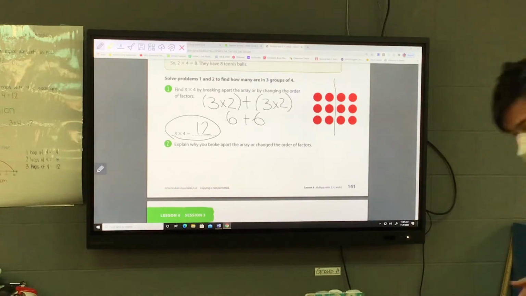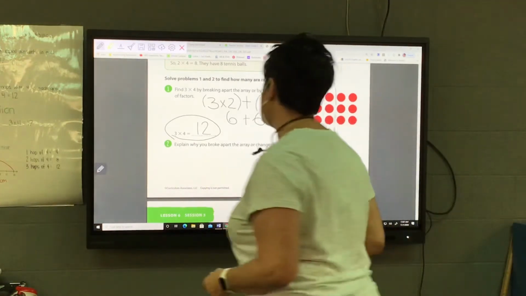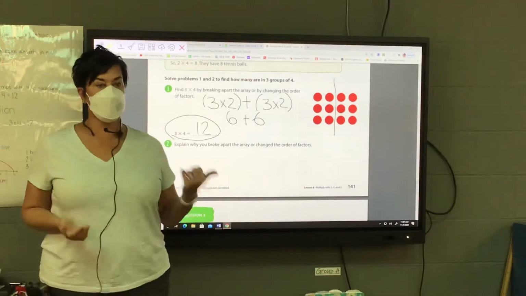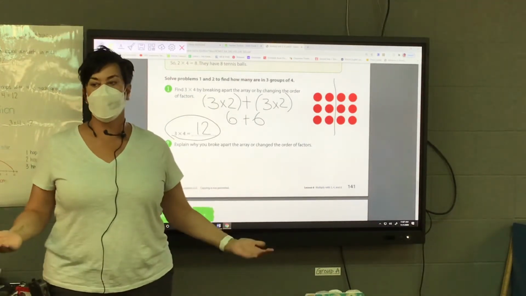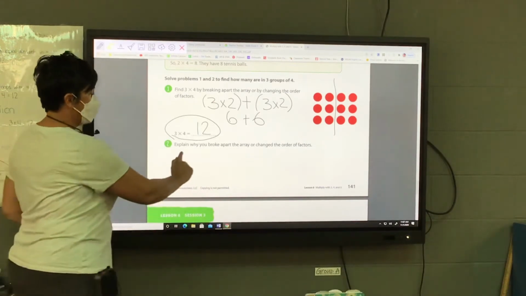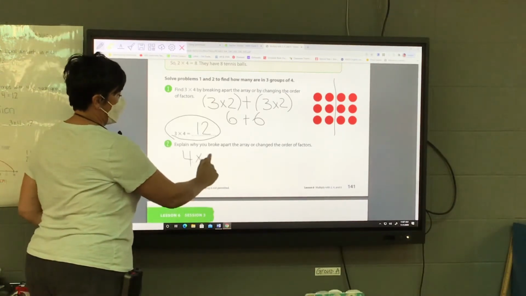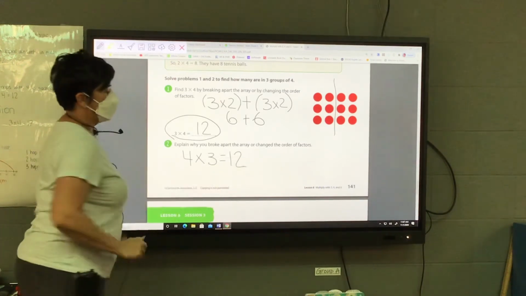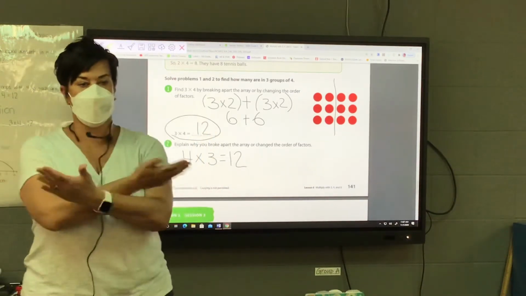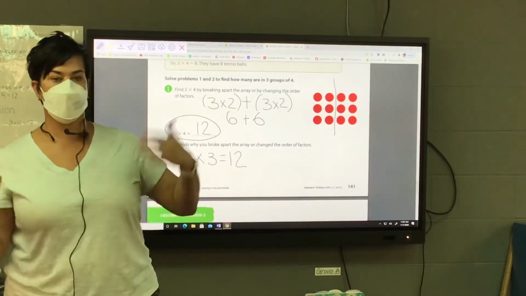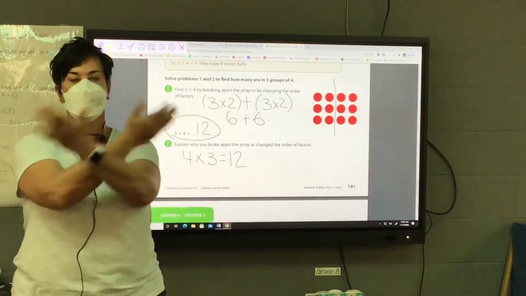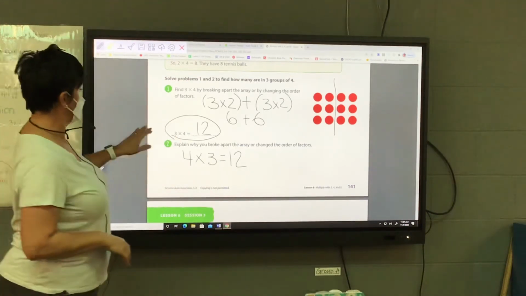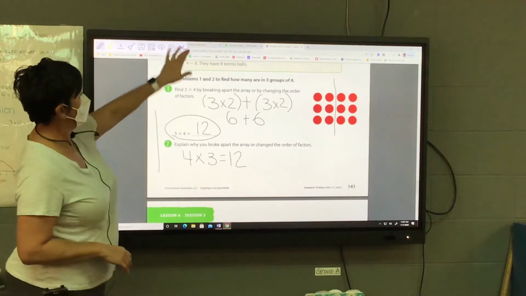Okay, everybody's got it. So to change the order of 3 times 4 equals 12, what would we write first? 4. Then what? Times what? 3. Equals what? 12. Does it matter the order of our factors? No. Whether it's 3 times 4 or 4 times 3, what do they both equal? 12. Very good.